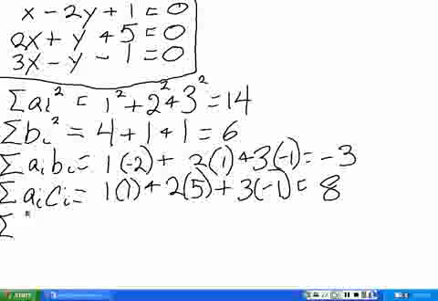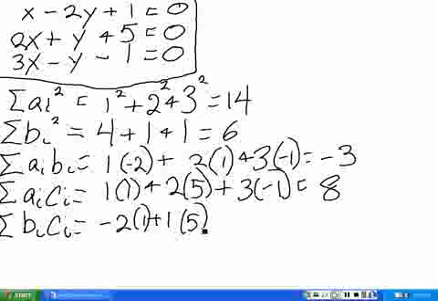And then I need the bi ci's. So that's going to give me minus 2 times 1 plus 1 times 5, and then plus minus 1 times minus 1. So this gives me 5 plus 1, which is 6, minus 2 is 4.